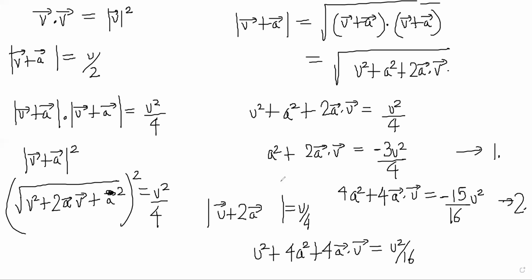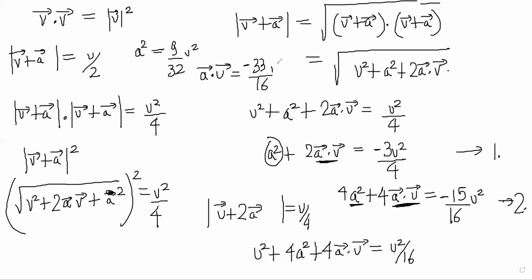Now in these two equations, the variables for us are a square and a dot v. Here also there is a square and a dot v. So I will leave it to you. You can easily solve it to find a dot v and a square. This is two equations in two unknowns. So when you solve, you get a square value as 9 by 32 v square and a dot v value as minus 33 by 16 v square.